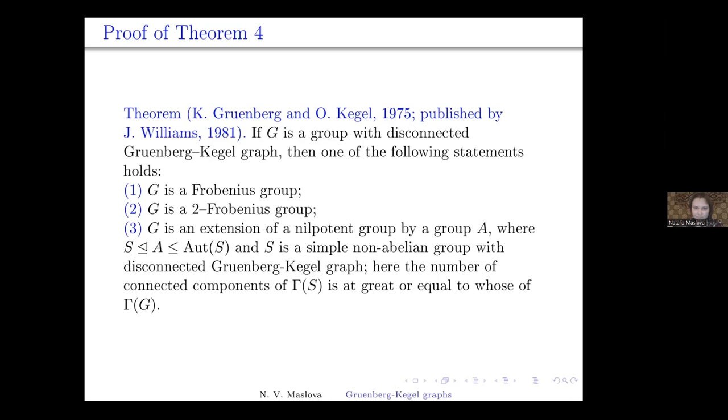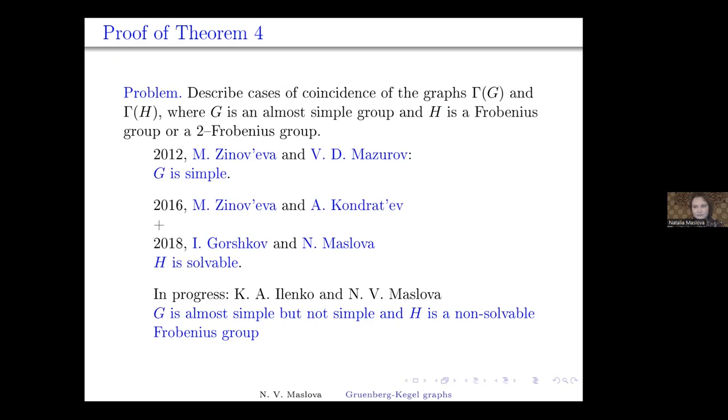And what can we use again with this result? There is a description of cases of coincidence of Gruenberg-Kegel graphs of almost simple groups and Frobenius groups or 2-Frobenius groups. And for EHQ, it's enough for us to use the result by Mariana Zinovieva and Viktor Mazurov. There they have described the cases of coincidence of Gruenberg-Kegel graphs of finite simple groups and Frobenius groups or 2-Frobenius groups. However, let me say a few words about another result, where the group is not simple but the other is a solvable Frobenius group or 2-Frobenius group. This result is proved in two papers. This result follows from the main results of two papers, by me and Ilya Gorshkov and by Mariana Zinovieva and Anatoly Kondratyev.